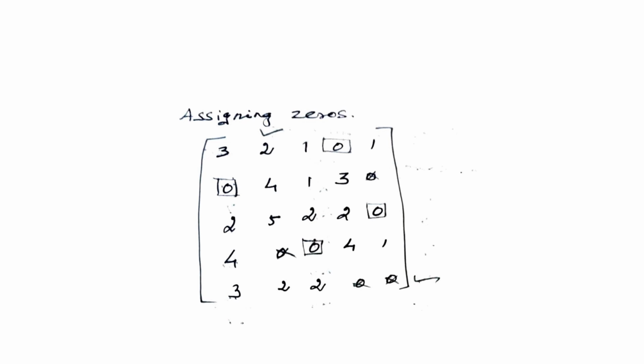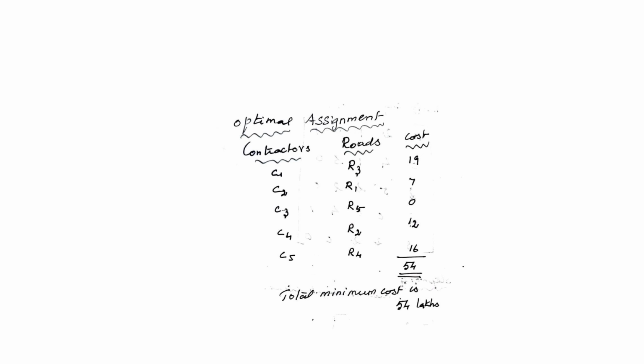Here also again we have the same problem, that is second column and fifth row not assigned a single zero. Then we have to make straight lines, select the least uncovered element, add it to the elements lying under intersection and subtract it from the elements that come under the uncovered elements.